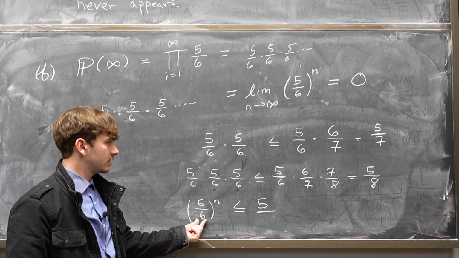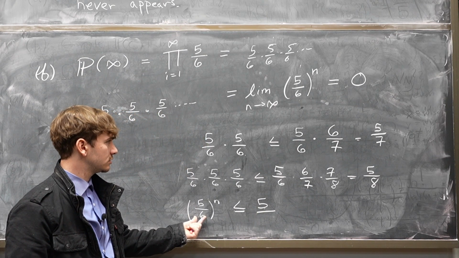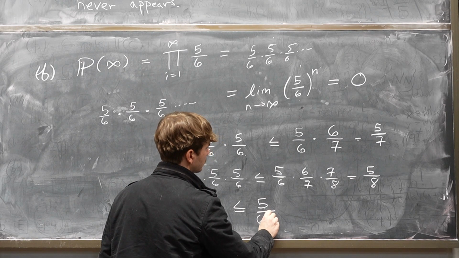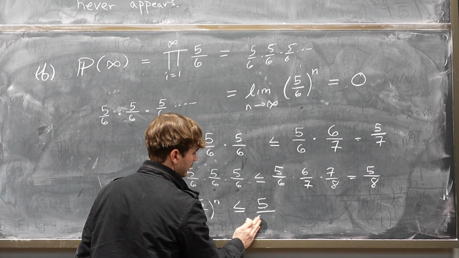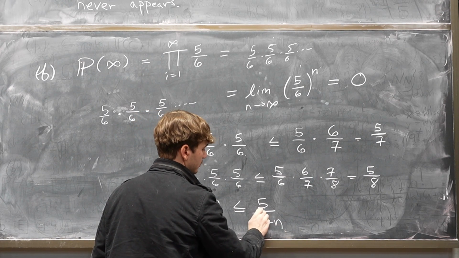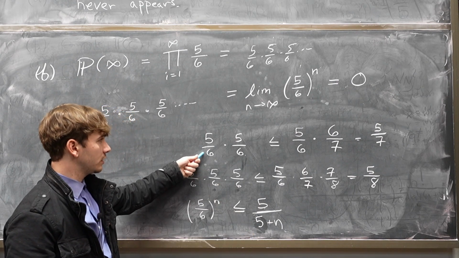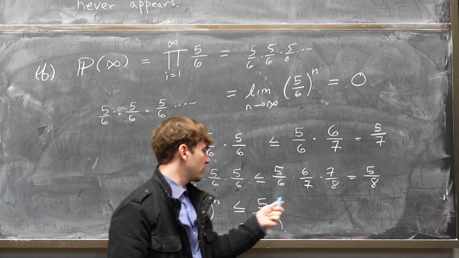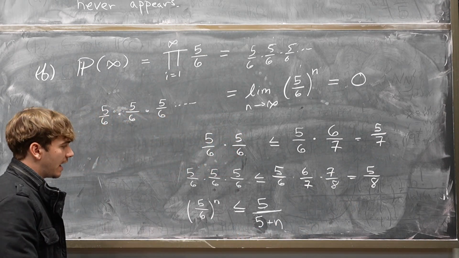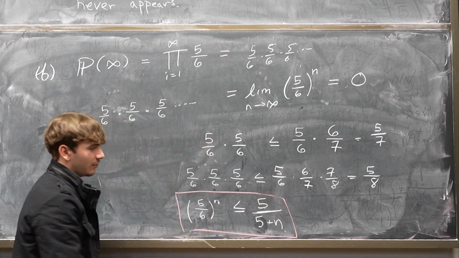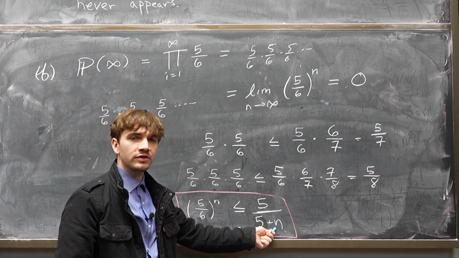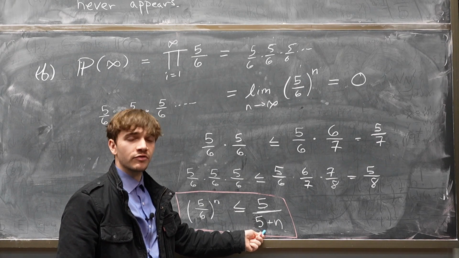5 over 6 plus n. Five plus n, sorry. 5 over 5 plus n. Just quickly verify, when n equals 2, I have this inequality with 5/7. When n equals 3, I have the inequality with 5/8. So this looks correct. And now, with this inequality, I have a nice way of showing that this number goes to 0, just because I know that 5 over 5 plus n goes to 0.